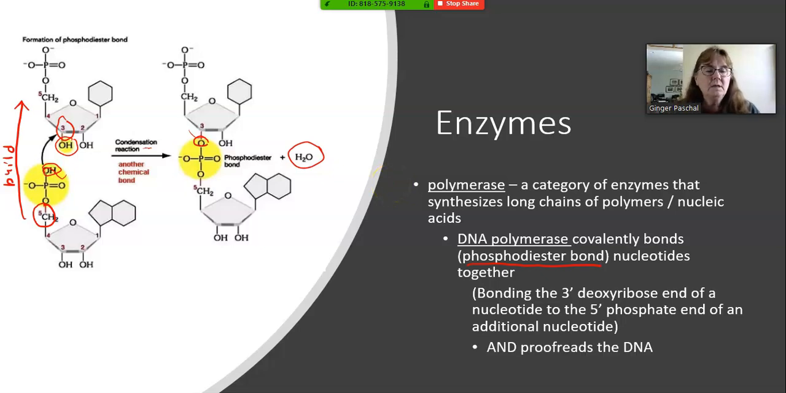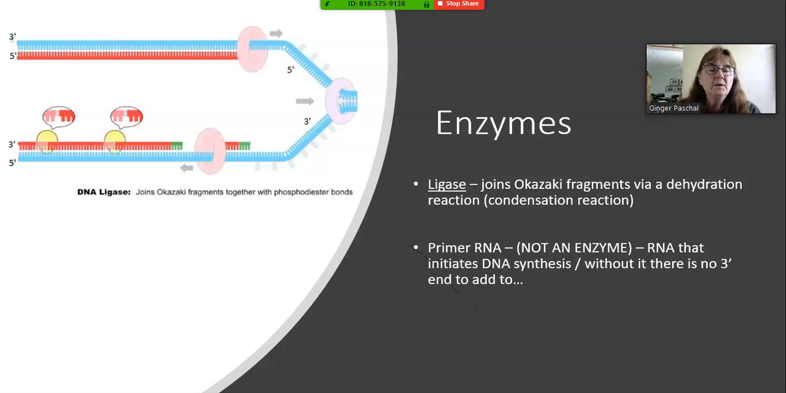The other thing the DNA polymerase does is it also proofreads the DNA. So it covalently bonds and it proofreads the DNA. There are two other enzymes that you need to know about. One is ligase, and this yellow molecule right here, and this yellow molecule right here, these are both ligase molecules. Ligase molecules actually join Okazaki fragments. Those are the fragments that we drew earlier.